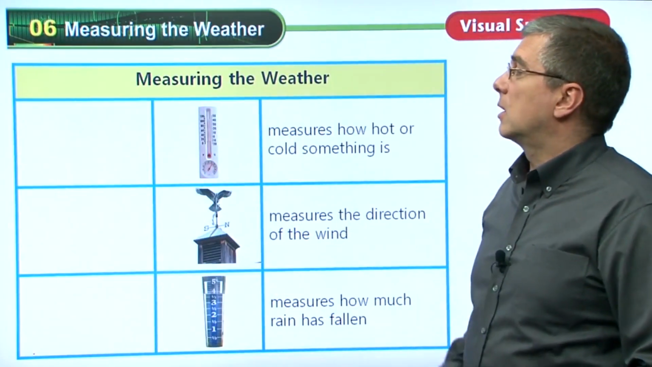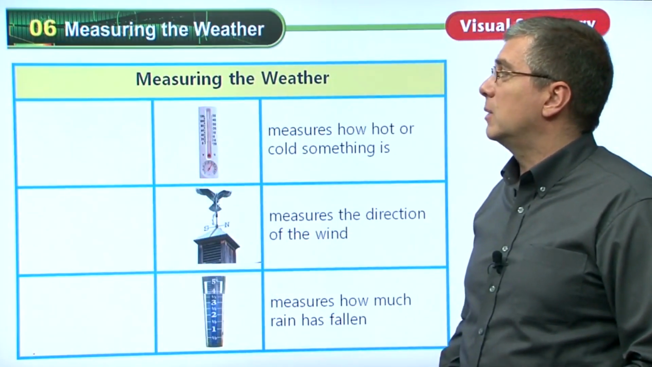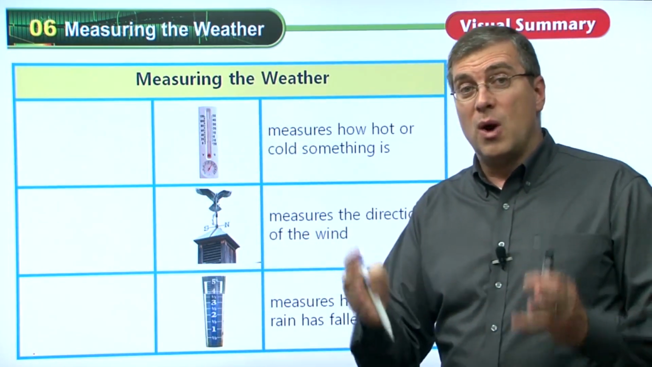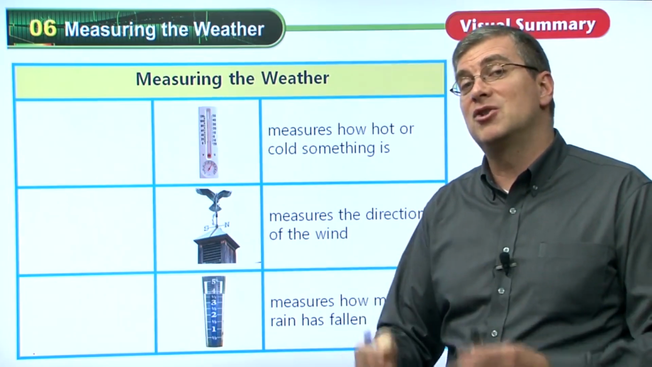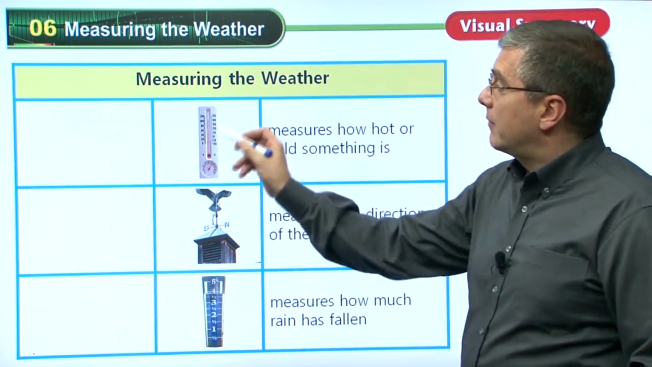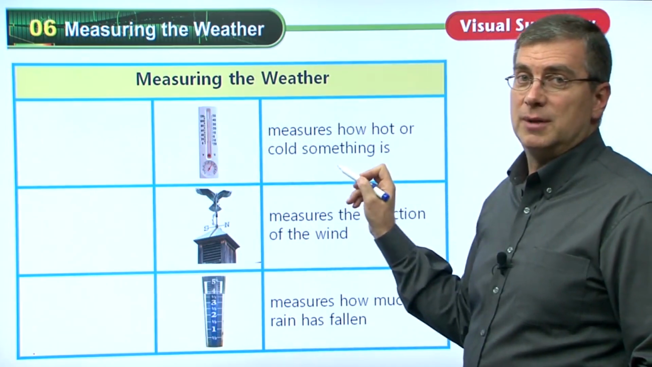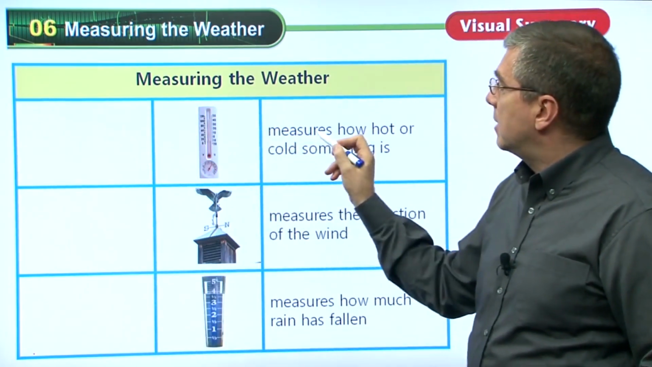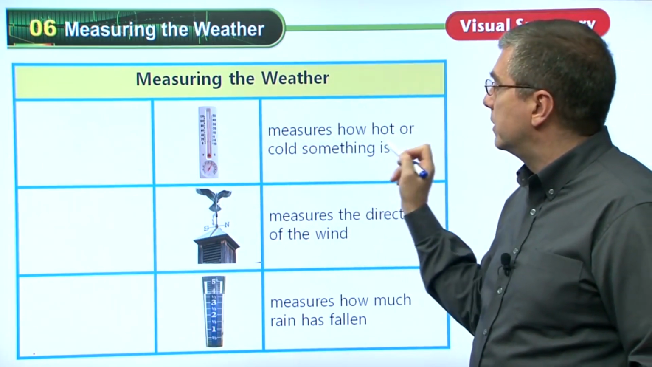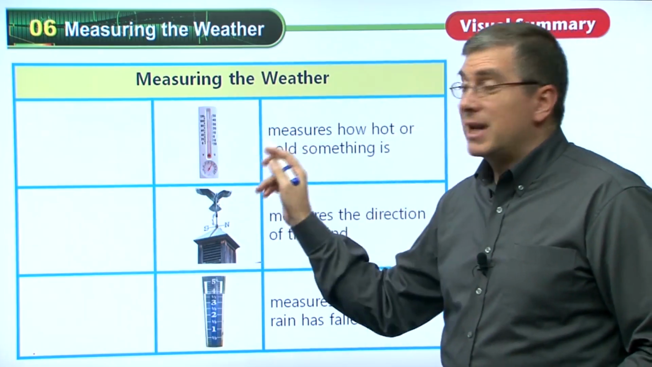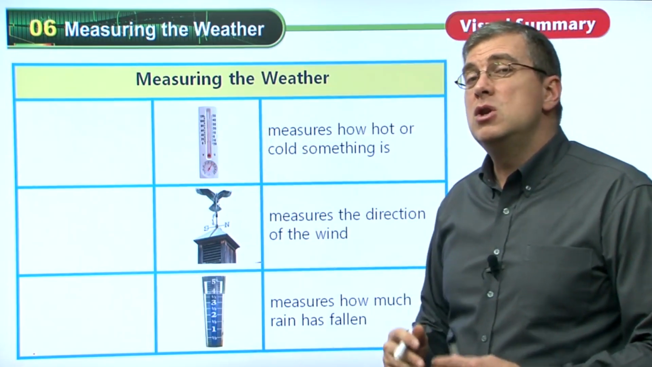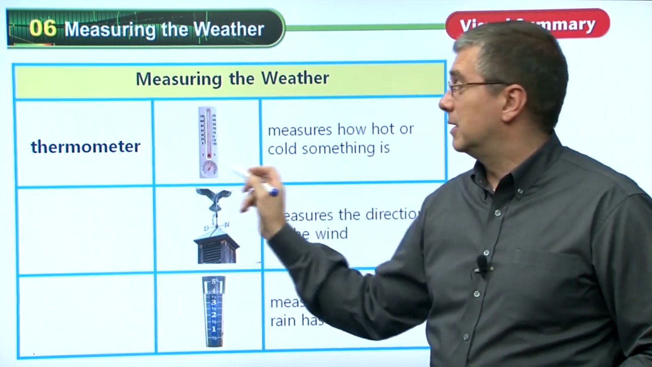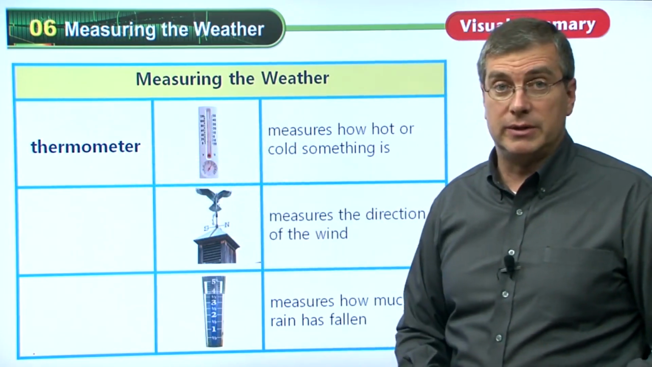Okay, let's move on to our last slide showing the chart that we saw before. These are 3 different tools. We just talked about what are some tools that we use to measure the weather. So here we have the picture and here we have the description. We need to fill in the labels. We have a picture here of something that measures how hot or cold something is. You're measuring the temperature. What do you use to measure the temperature? You use a thermometer. This is a picture of a thermometer.